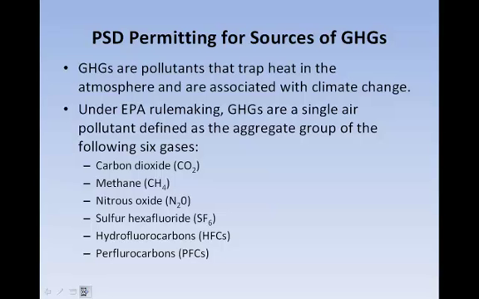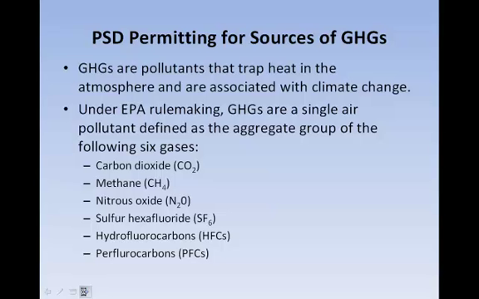Here's a list of some of the sources of each of the greenhouse gases. Carbon dioxide is the most familiar of the greenhouse gases. It's associated with fossil fuel combustion and, to a lesser extent, is released through some manufacturing processes. Methane is the primary component of natural gas, and it's released from the handling of natural gas as well as through the decomposition of material in landfills.